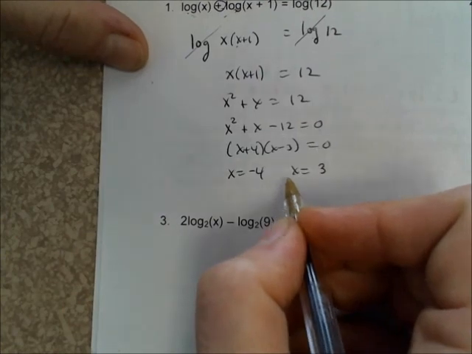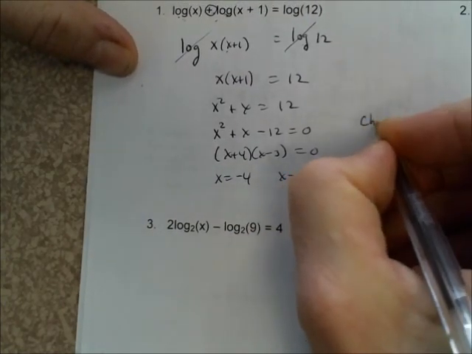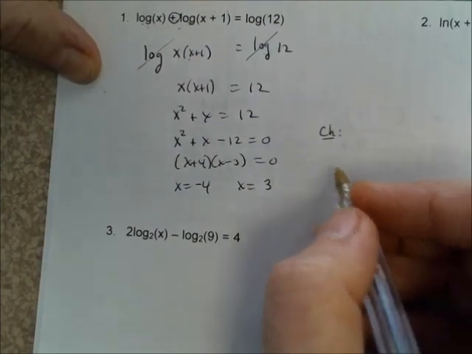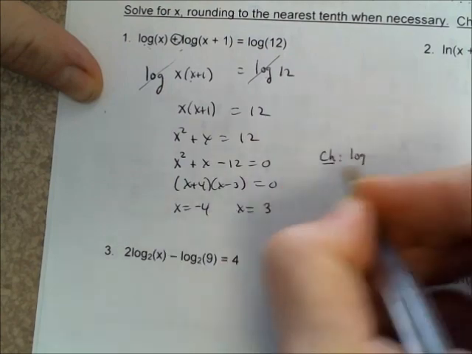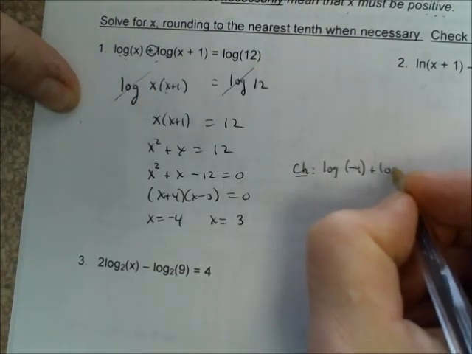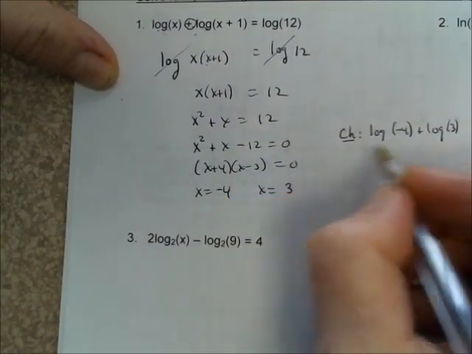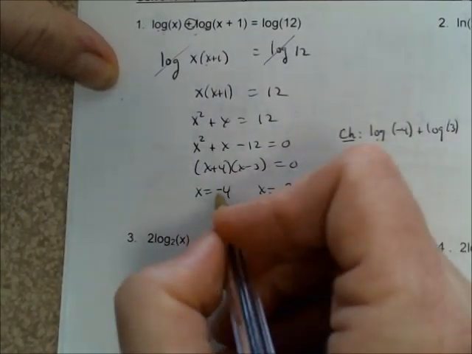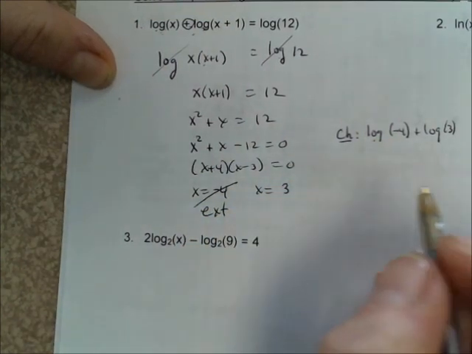So we have two answers potentially. But now we have to go plug them back in. When we check this, when we plug in negative 4, we get log of negative 4 plus the log of negative 3. And so right then we can reject this because you can't do a log of a negative number. So negative 4 is extraneous.